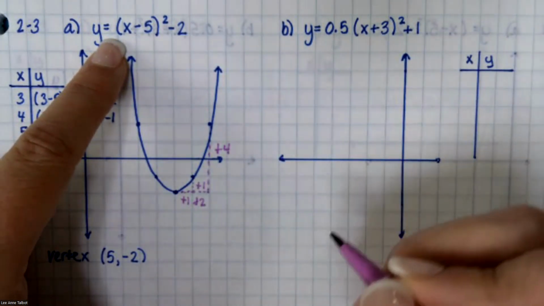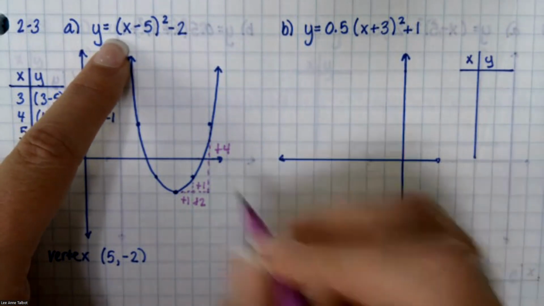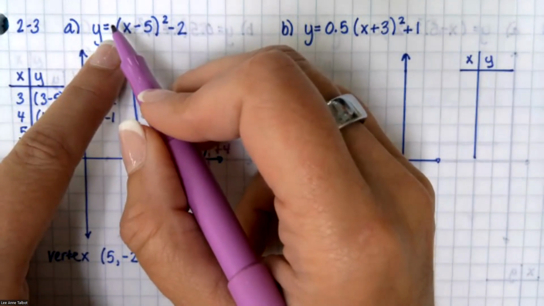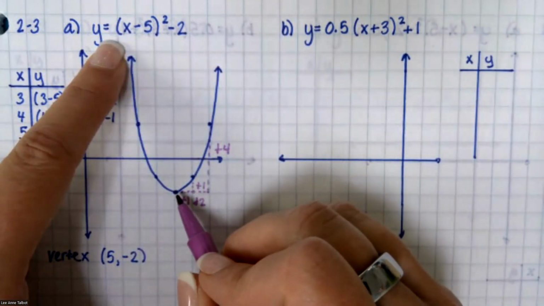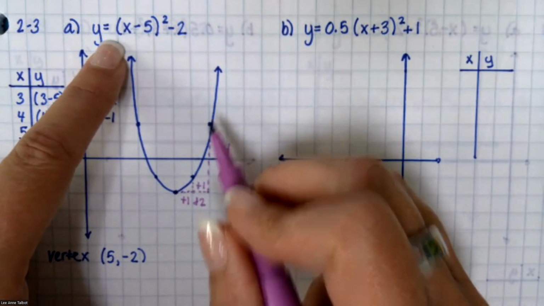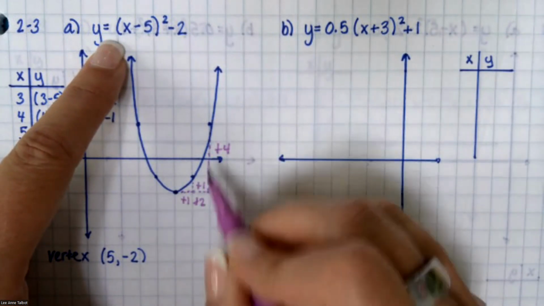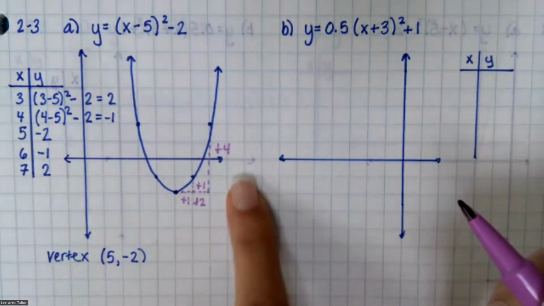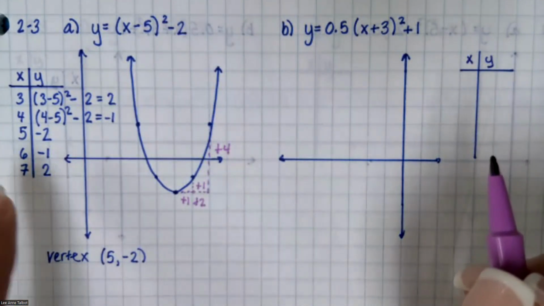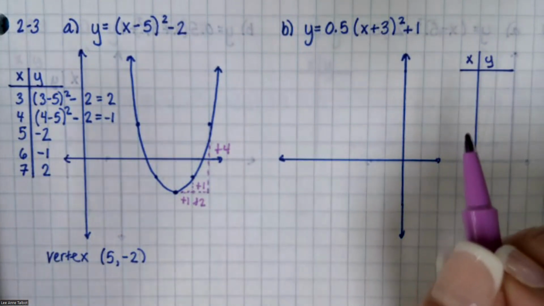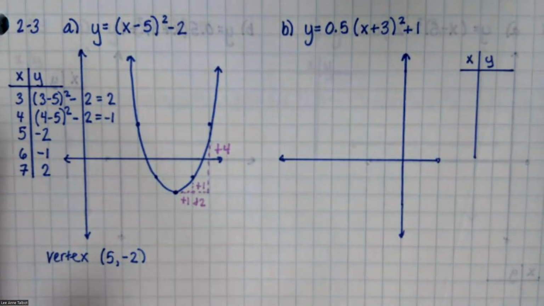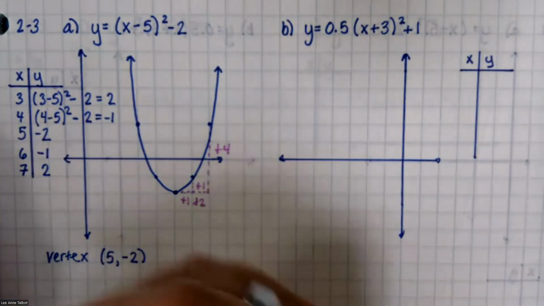Okay, again, if your A value is 1, only if your A value is 1, you can cheat from your vertex: go over 1, up 1, over 2, up 4. Why? Because 1 squared is 1 and 2 squared is 4. You can use this trick to help make your table, but be very careful with it, because if A is anything else, you can't use it. Okay, and we're not done with this problem.